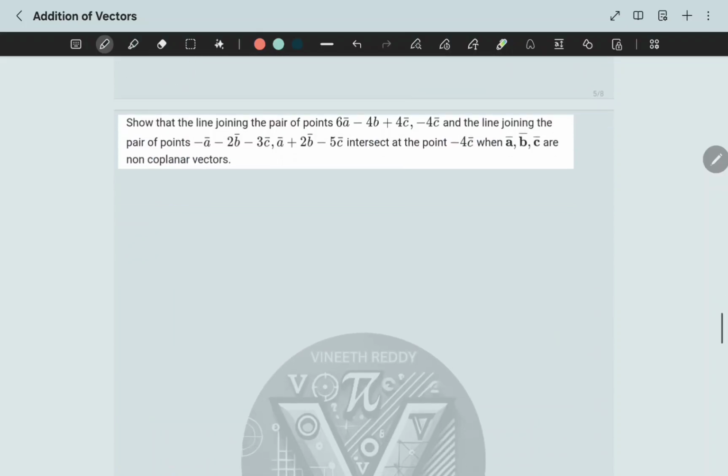So now let us solve the first question. First question says, show that the line joining the pair of points 6A bar minus 4B bar plus 4C bar and minus 4C bar, and the line joining the pair of points intersect at a point, right? So the first thing is we need to find the line joining the pair of points. So he has given 2 points. Let us say X bar is 1 point, which is 6A bar minus 4B bar plus 4C bar, and next Y bar is another point, which is minus 4C bar.